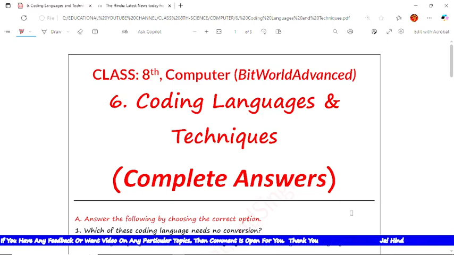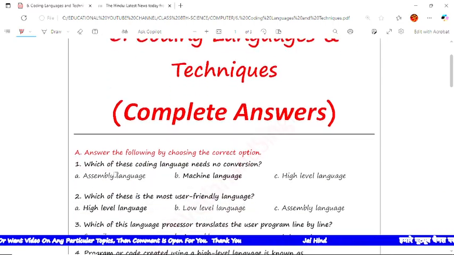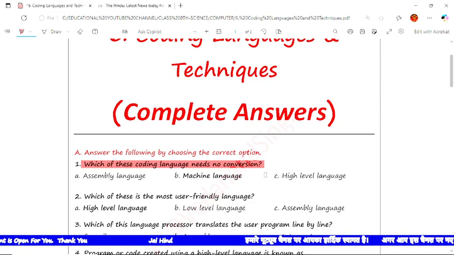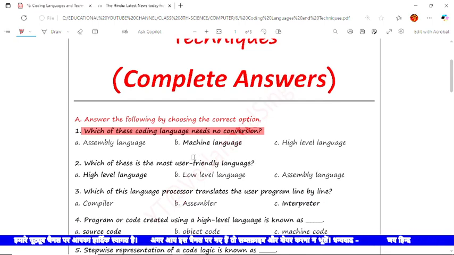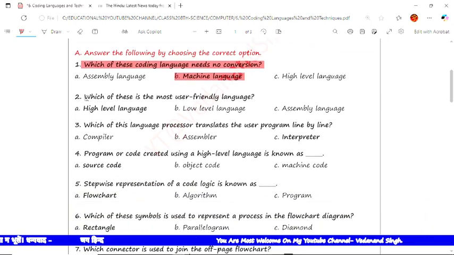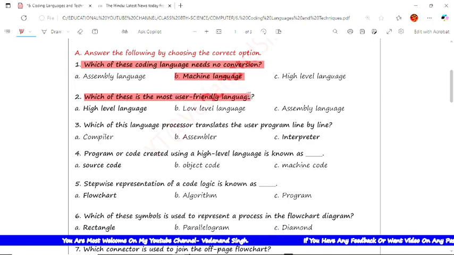In the first MCQ type question, the first question is which of these coding languages needs conversion? Means generally which of these coding languages needs no conversion, means there will be no conversion required. The correct answer is machine language. I'm not going to explain each and every one, so I'm giving only the correct answer. The second question is which of these is the most user friendly language? Among these options, the high level language is the correct option.